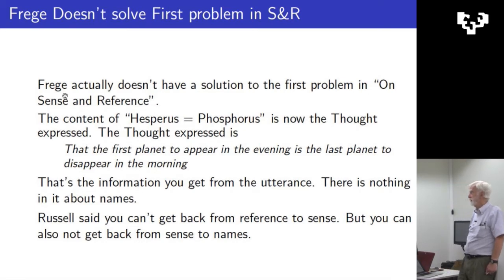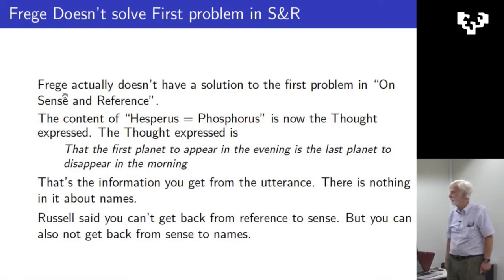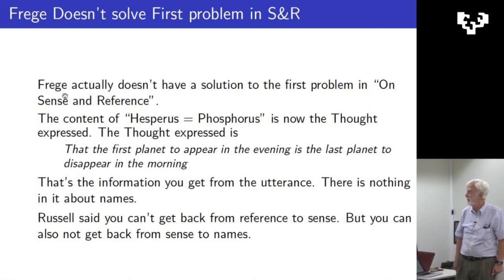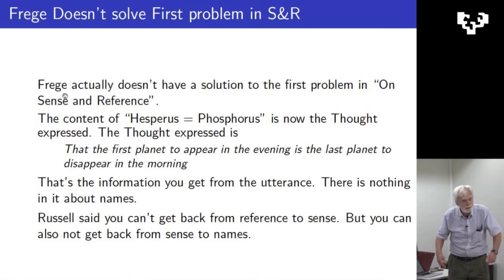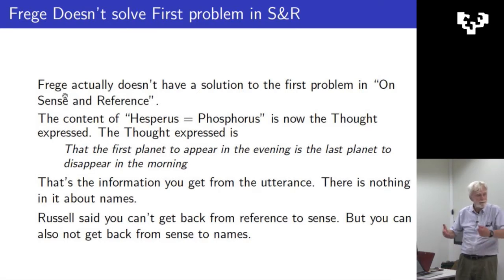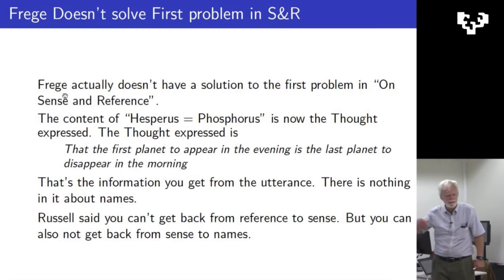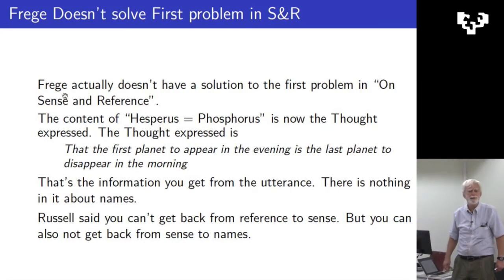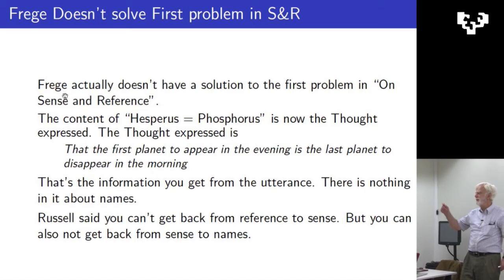Matter of fact, somebody, instead of saying Hesperus is Phosphorus, could say the first planet to appear in the evening is the last planet to disappear in the morning, and they would have told you the same thing, but they wouldn't have told you anything about names. He simply does not have a solution to his original problem. So he said it wasn't really a problem. Russell said you can't get back from reference to sense. That's important. I'm not sure I remember why right this minute. But you also can't get back from sense to name.